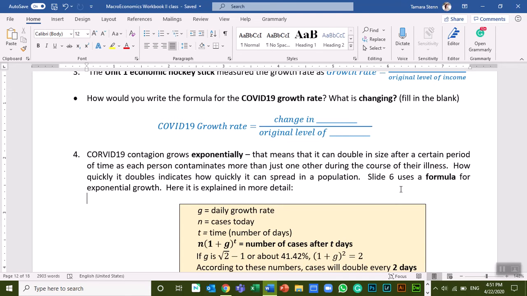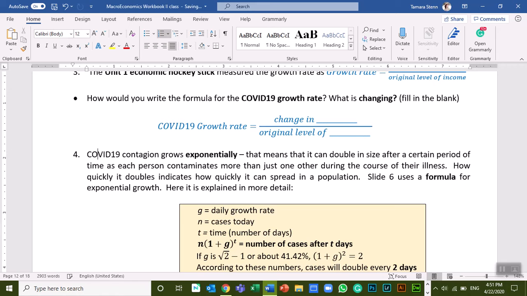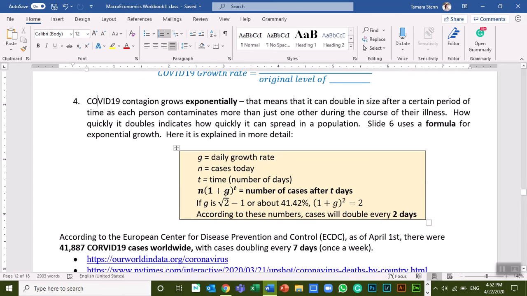So number 4, we're looking at exponential growth. For the COVID-19 contagion, I'm just going to correct the spelling: it's COVID without the R. That contagion grows exponentially, which means it can double in size after a period of time, as each person contaminates more than one during the course of their illness. How fast it grows depends on how quickly each person is contaminating other people, how quickly it's spreading.